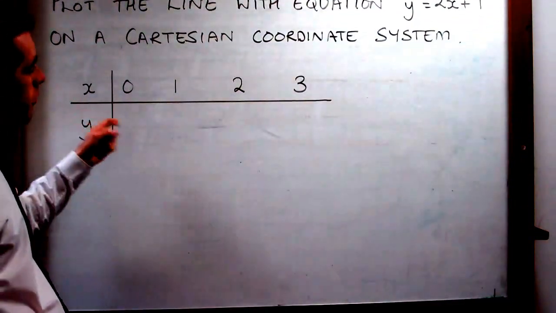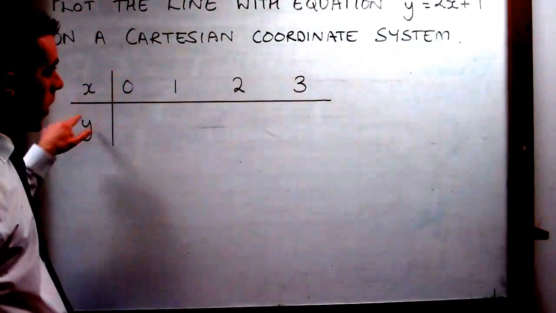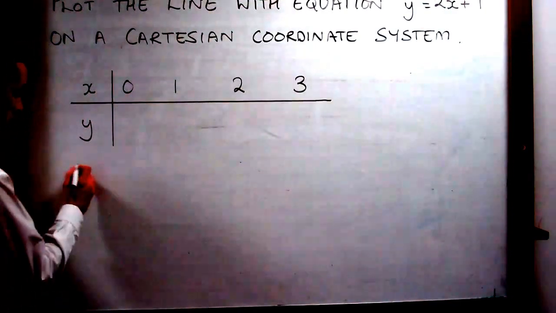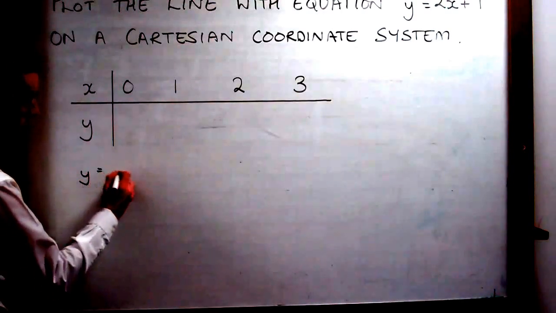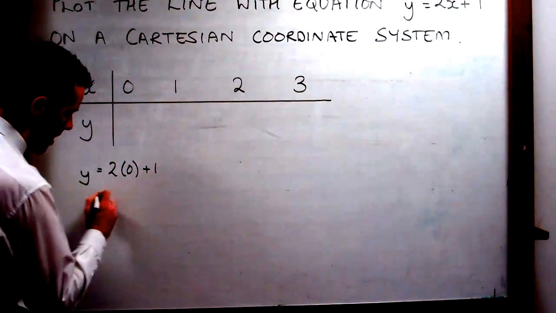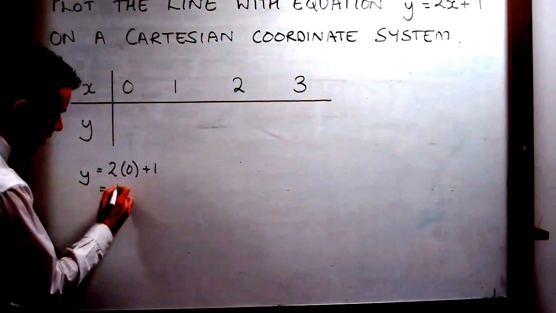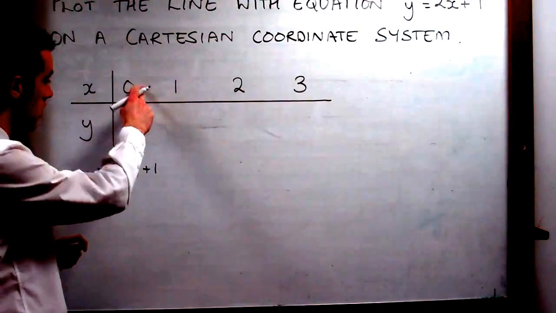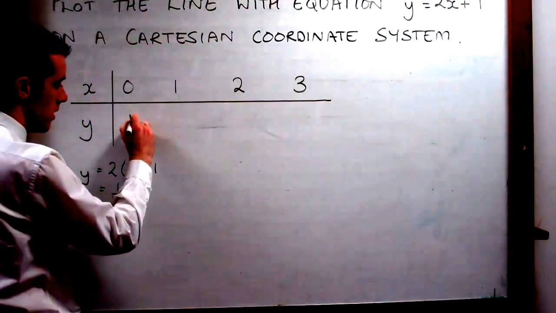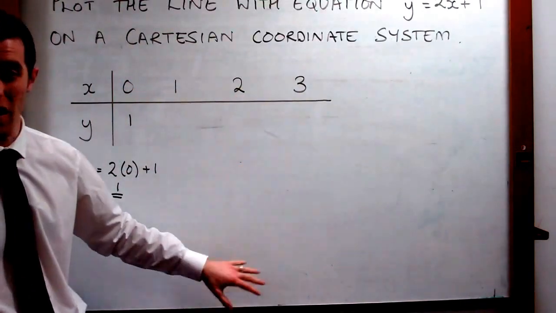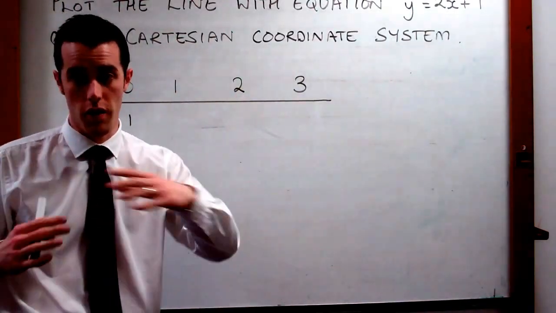So if we know that y equals 2x plus 1, then if x equals 0, y equals 2 times 0 plus 1. 2 times 0 is 0, so that's going to be 1. So when x equals 0, y has got to equal 1, because remember, the equation y equals 2x plus 1 relates the x and y values for that line.